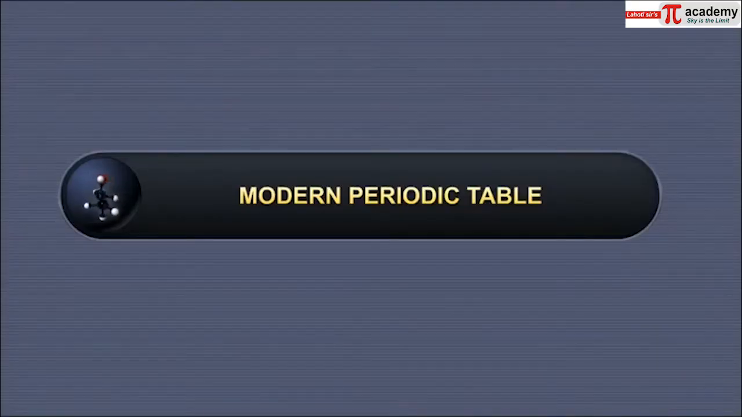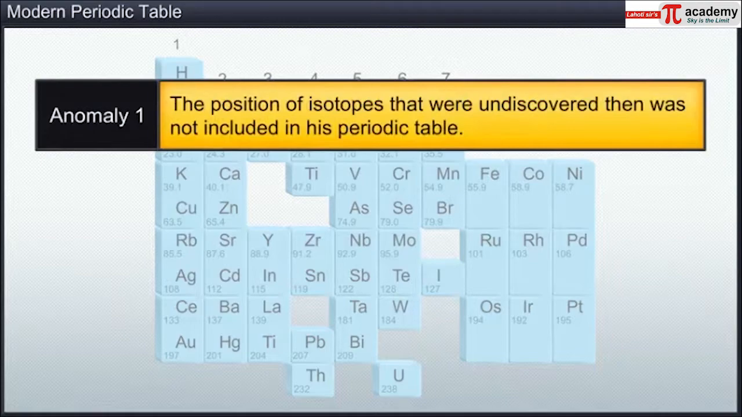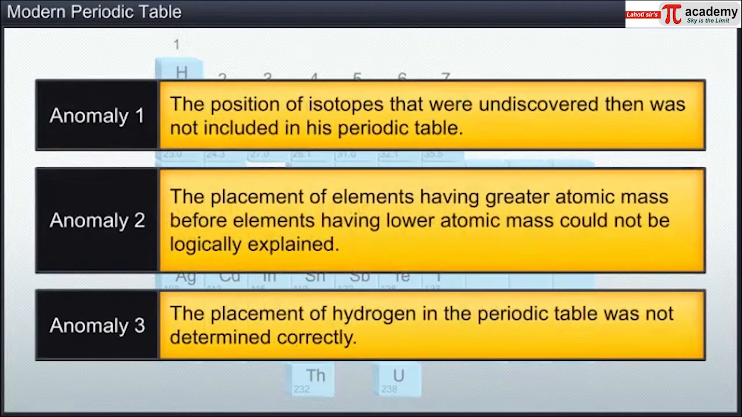In this module, you will learn about the modern periodic law and the modern periodic table. You have already learned that the anomalies in Mendeleev's periodic table paved the way for the development of the modern periodic table.